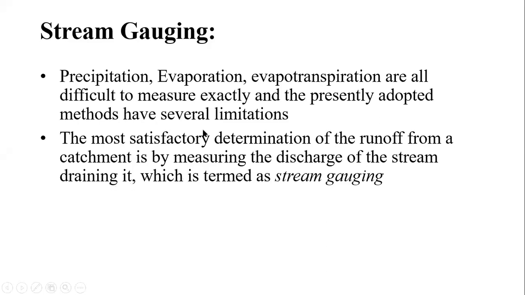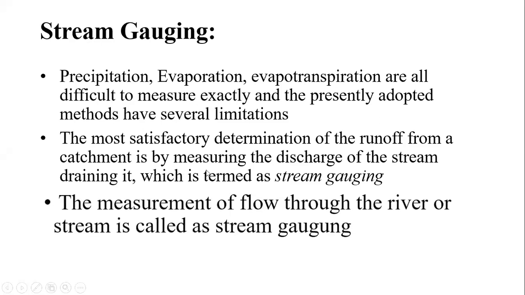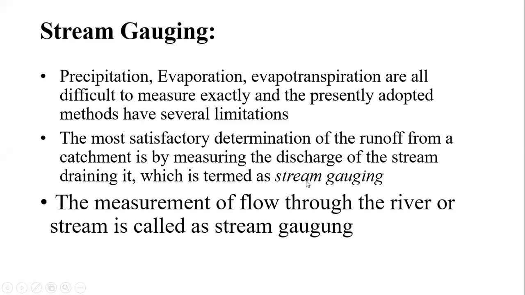That is, instead of measuring all those parameters and deducting them from the total rainfall, if you directly measure whatever amount of water is flowing through that river or stream, which is getting water from that catchment area, it is going to indicate the runoff from that particular catchment area or drainage basin, we can say. So in simple language, stream gauging is nothing but the procedure or methodology adopted to measure the discharge, or the measurement of flow through a river or a stream is called stream gauging.